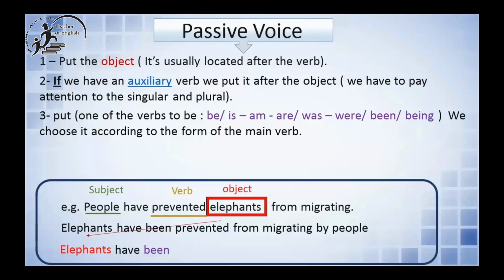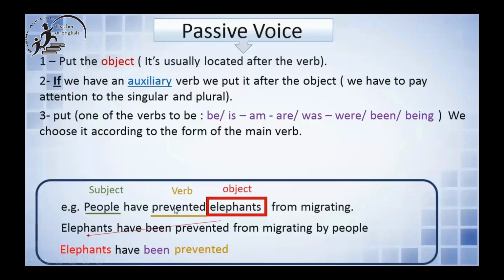Okay, now after the auxiliary verb, we have to put one of the verbs to be. Like for example, be in the present form is am, is, are, was, were in the past, been with the present perfect or past perfect, and being. We choose it according to the form of the main verb. Look at this sentence. After have, we have prevented, which is in the past participle. So be must be in the past participle and it becomes been.